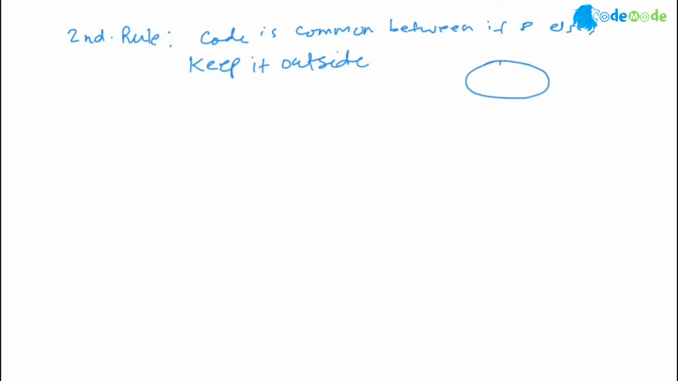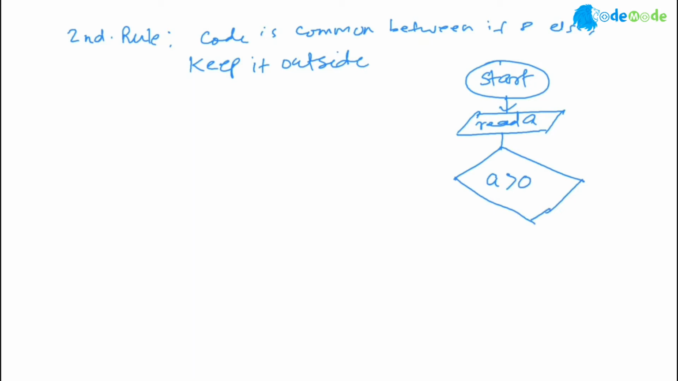Let's say we start, and let's take a variable called a. We're going to read a variable called a from the user. From there, I want to check if a is greater than 0 or not. If the user entered a positive number, a is greater than 0. When a is greater than 0, I want to do a couple of things. If this is false and this is true.